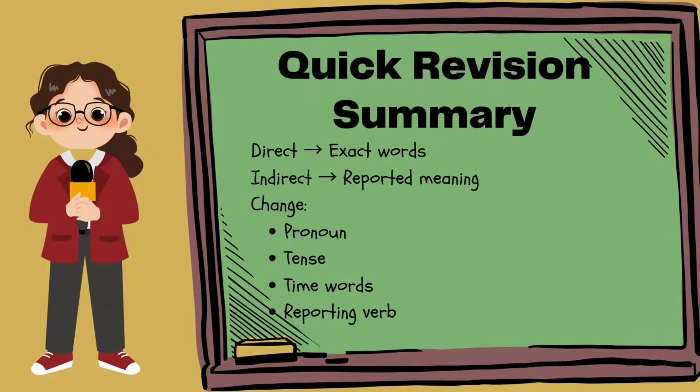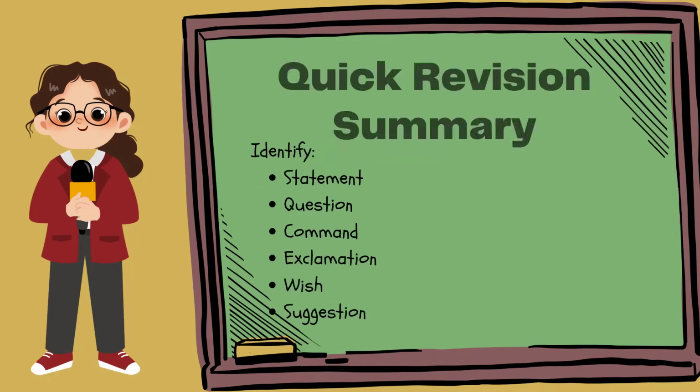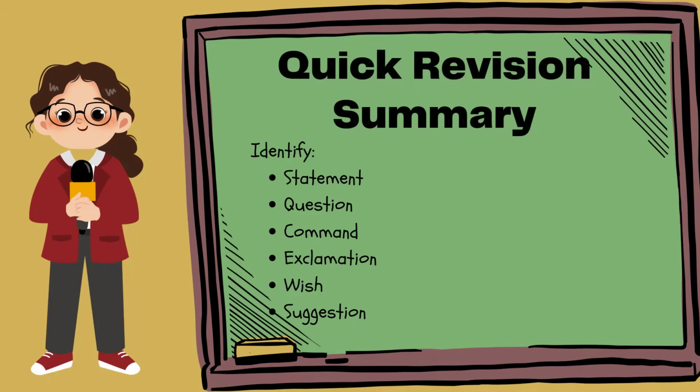So let's have a quick revision of whatever we learned in this video. First, direct speech, you're going to use the exact words in the double quotation. Indirect speech is reporting meaning. You're going to change the structure but not the meaning of the sentence. You're going to change the pronoun, tenses, time words, and reporting verb. What you have to identify is the sentence type: statements, question, command, exclamation, wish, and suggestion. According to the requirement, you have to change, and for that, you have to follow the rules that I have mentioned. Reported speech is not at all difficult, it is just systematic. So follow the steps and practice regularly, and this grammar question will become your highest scoring question in the paper.